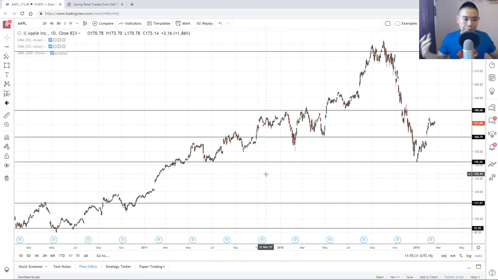Okay, so that's pretty much it. I hope all these examples that I've shared with you so far give you a very good, solid idea and foundation to draw your support and resistance. And trust me, this one needs practice, but the more you practice, the better you get, the more accurate your levels become. So go ahead, practice it, 20, 30 charts each week, and you'll find yourself improving over time.